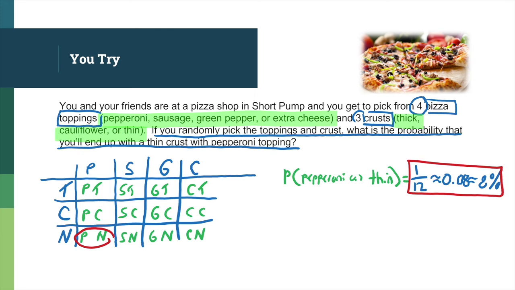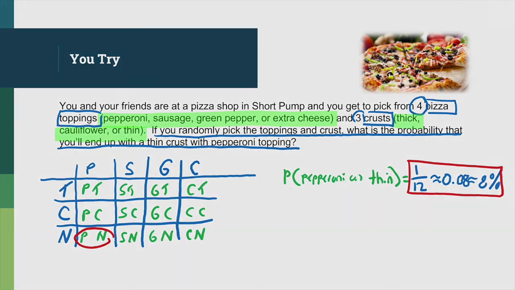Well, let's see how you did. Hopefully you applied your problem-solving method and you underlined the question, which was asking you if you randomly pick the toppings and crust, what is the probability that you'll end up with a thin crust with pepperoni topping? You might have used a table, you might have used the fundamental counting principle. In this case, we have a table. How many total possible outcomes? 12. And that goes in your denominator. And then you have one outcome that's your pepperoni on thin crust. So the probability is 1/12, which is approximately 0.08.